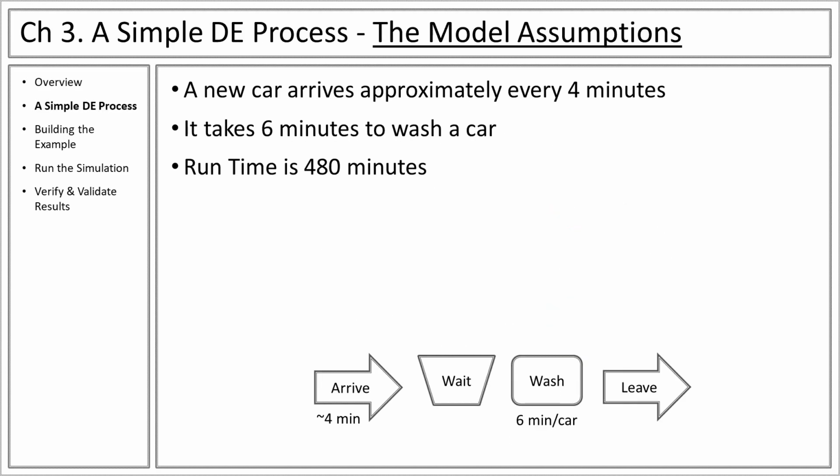This example simulates a simple car wash. We have a new car arriving about every 4 minutes. The cars will wait until it is their turn in the wash. The wash takes about 6 minutes. Then the car will leave.